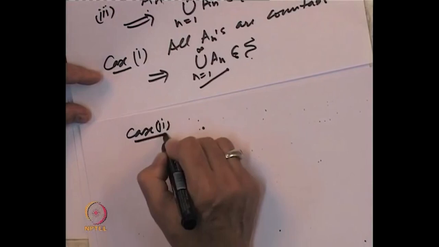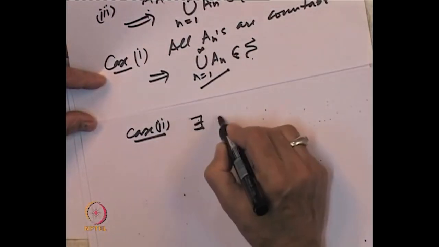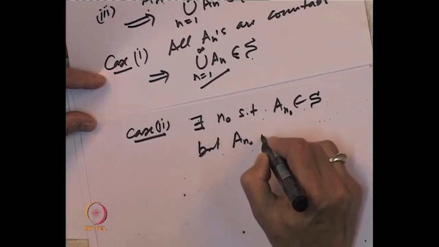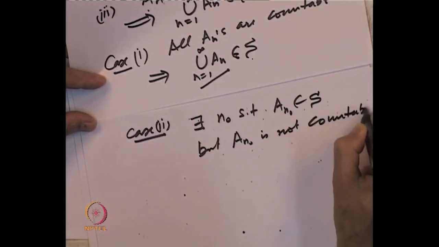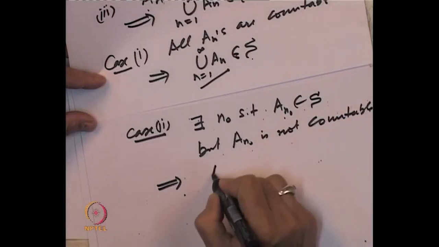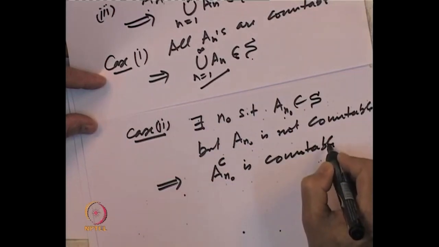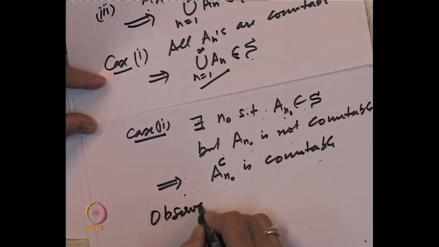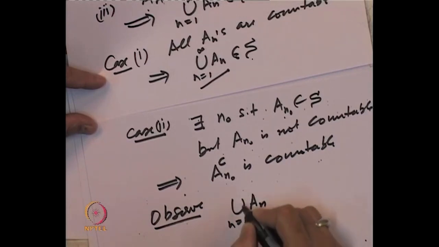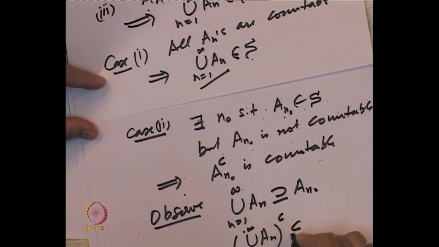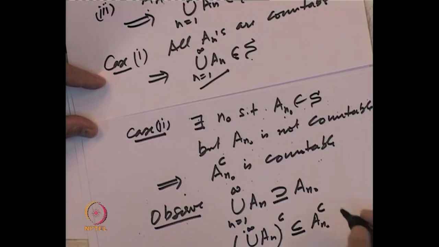Let us look at the second case. So, what is the possibility? Not all A_n's are countable, that means there exists some n_0 such that A_{n_0} belongs to S, but A_{n_0} is not countable. So, that means what? A_{n_0} belongs to S, not countable, that means A_{n_0} complement is countable, right, by the very definition of S. And now, observe that the union of A_n's, n equal to 1 to infinity, includes the set A_{n_0}, because that is one of the members. So, that implies that the complement of the union of A_n's is contained in A_{n_0} complement, and this is countable.